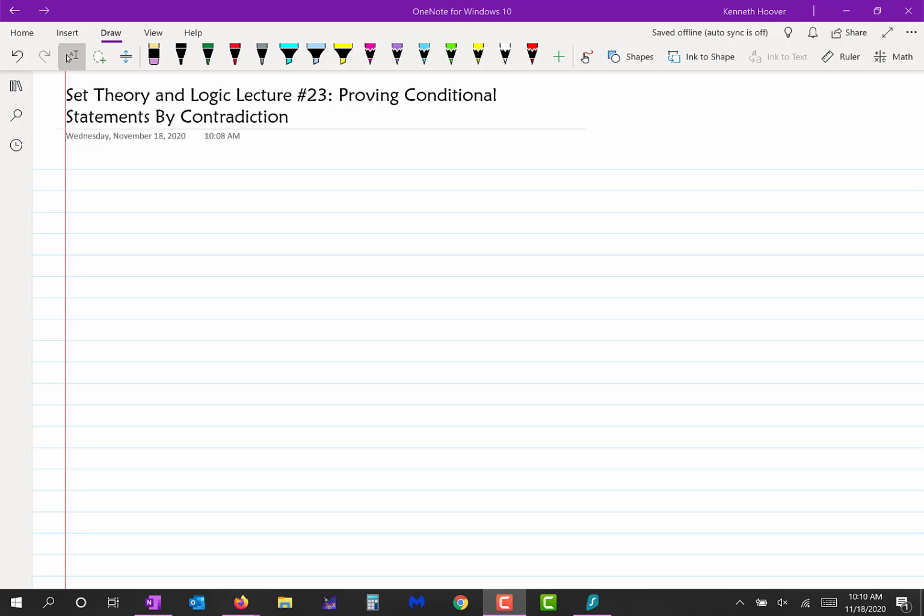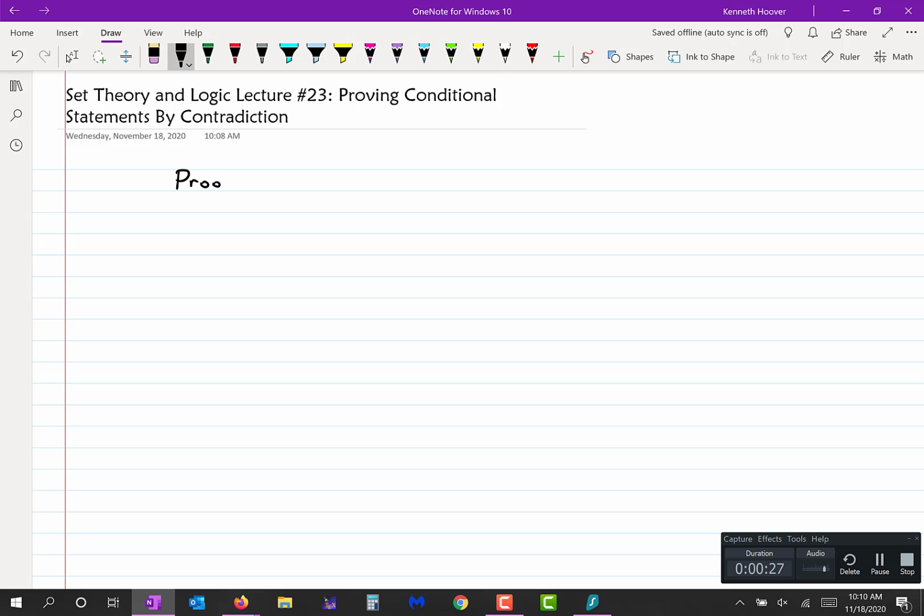Okay, in this lecture we're going to do a continuation, which is more proof by contradiction. The only thing that's specific to this lecture is the statements we're trying to prove will be if-then statements. As you know, most theorems are if-then statements. Okay, so I want to remind you of the outline for proof by contradiction.